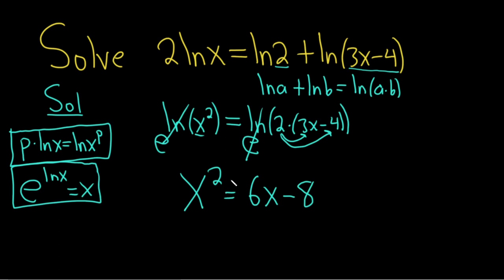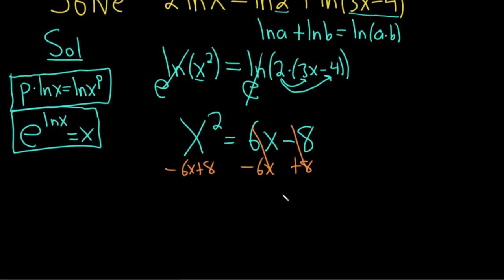Okay, now we have a quadratic equation. Whenever we have a quadratic equation and we're trying to solve it, as a general rule, you always want to set it equal to 0 and attempt to solve it. So we'll subtract 6x and add 8 to both sides. Just like that. So we end up with x squared minus 6x plus 8, and that's equal to the number 0.